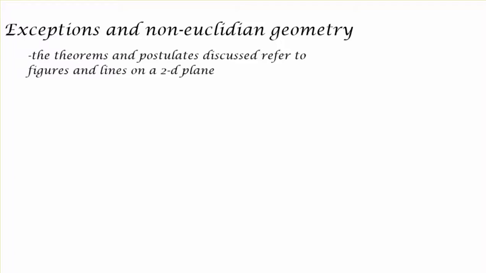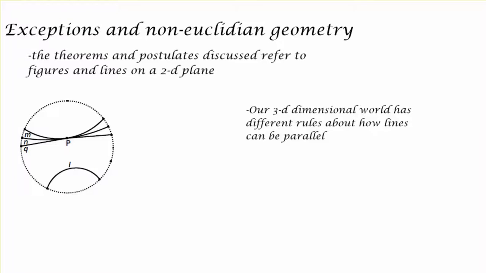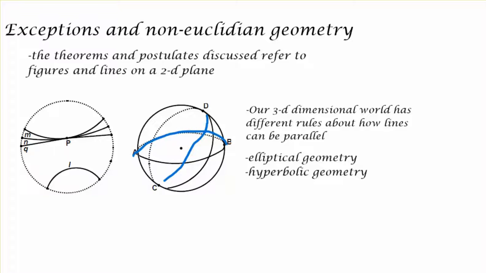The theorems and postulates we've been talking about refer to figures and lines on a two-dimensional plane. Now we know that in our three-dimensional world, there are different rules about how lines can be parallel. Some of the examples exist particularly with circles, or in a three-dimensional world, with spheres. With elliptical and hyperbolic geometry, we get ideas that two points are essentially connected by curved lines or on the outsides of these spheres that make greater half circles. So in a sense, with these ellipses and spheres, no lines can be parallel.